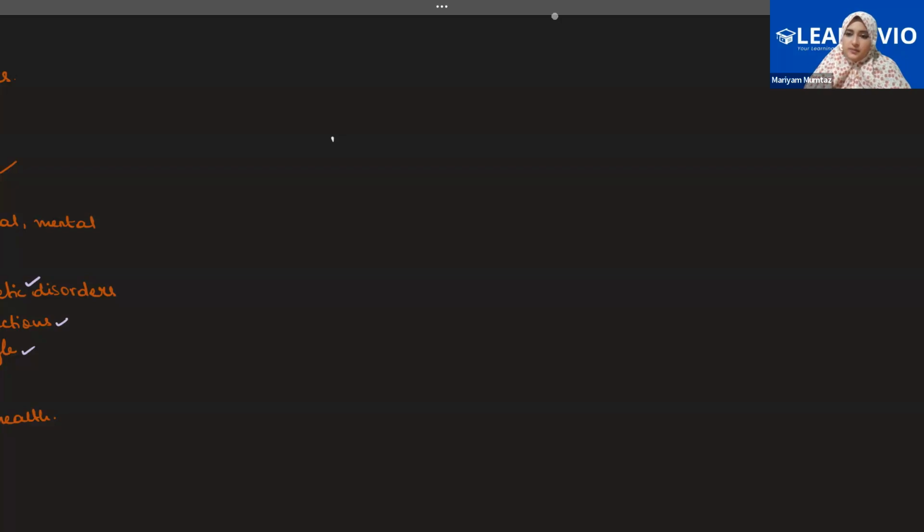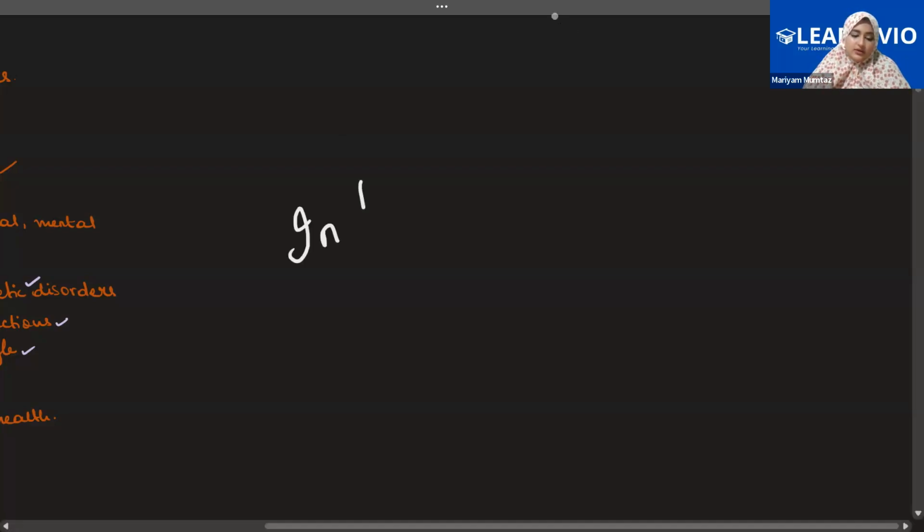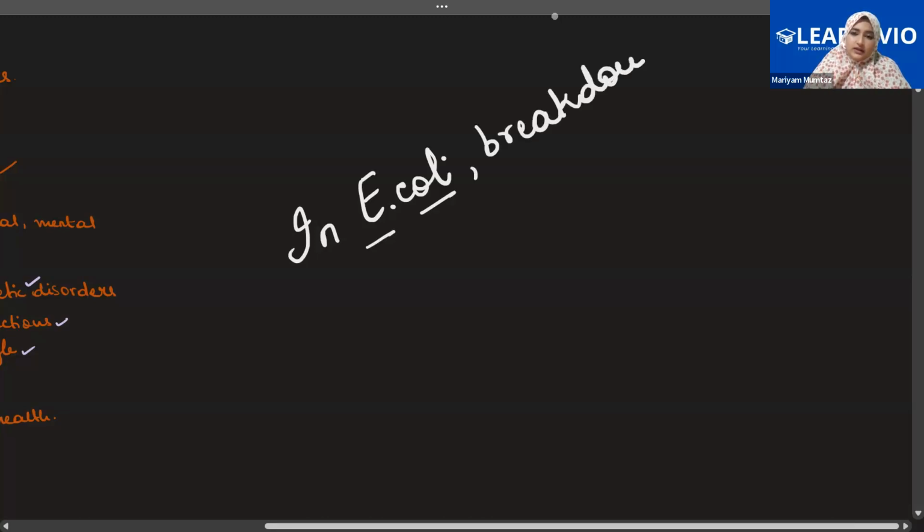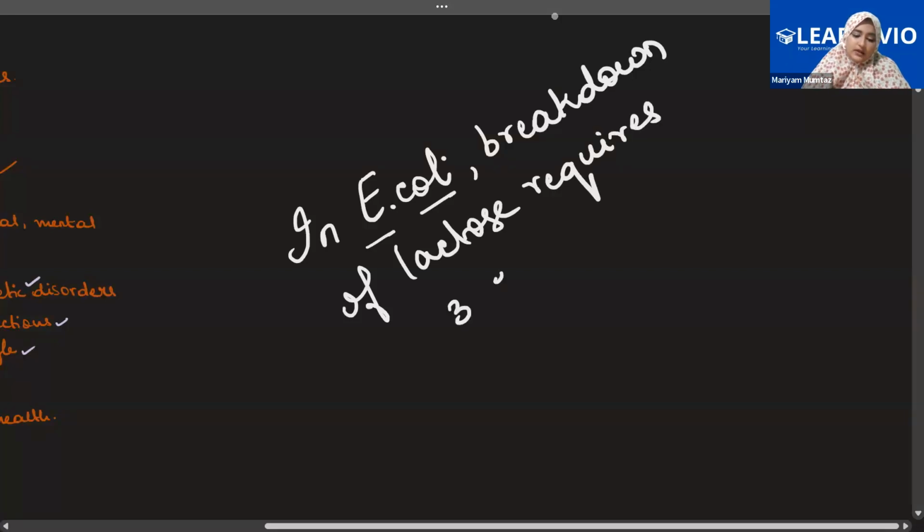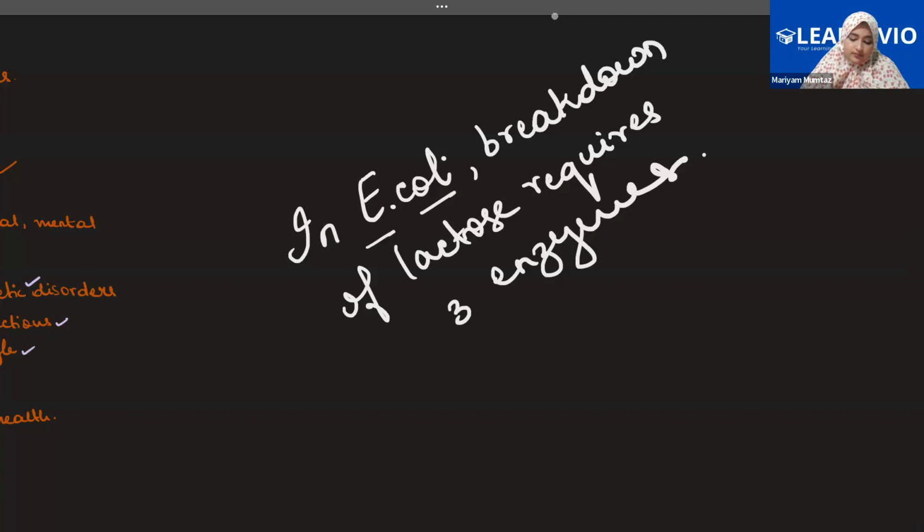Okay. Now change the paragraph and start writing that in E. coli, the breakdown of lactose requires three enzymes. Full stop.